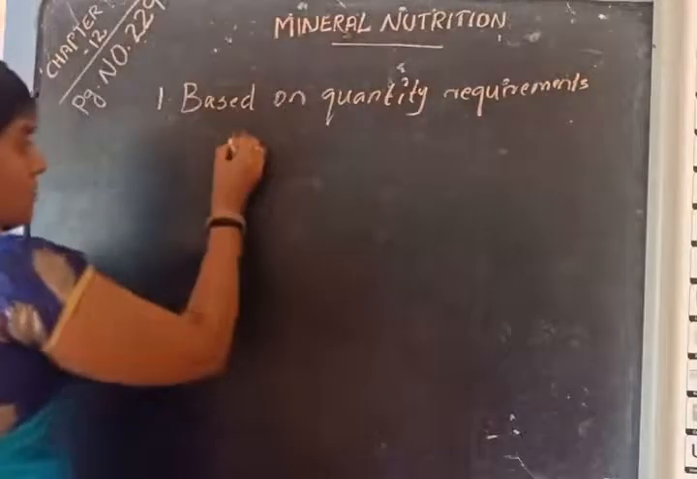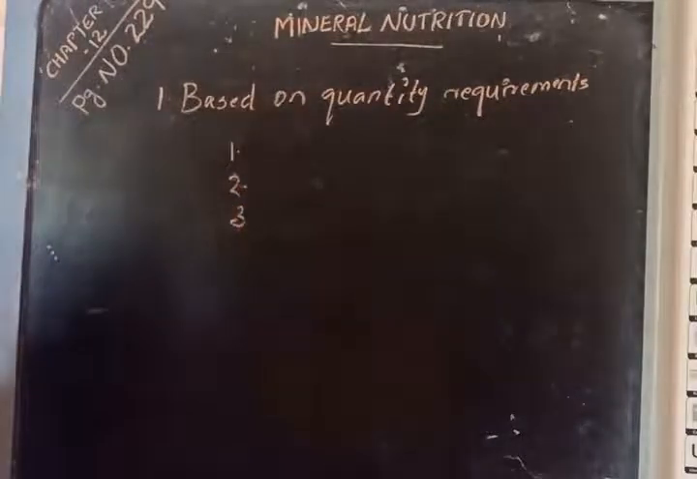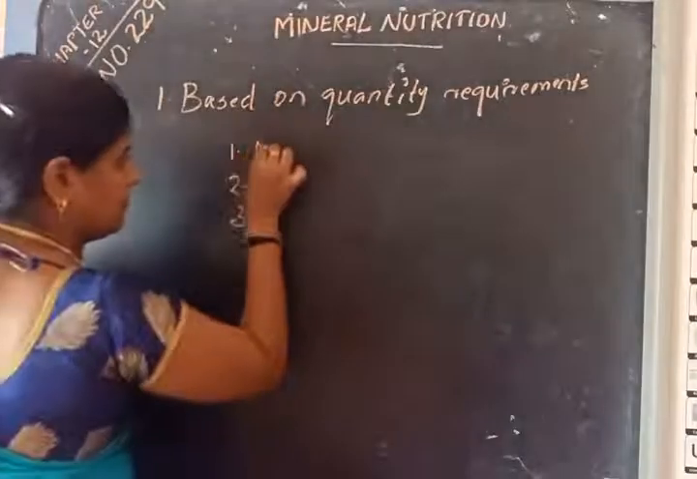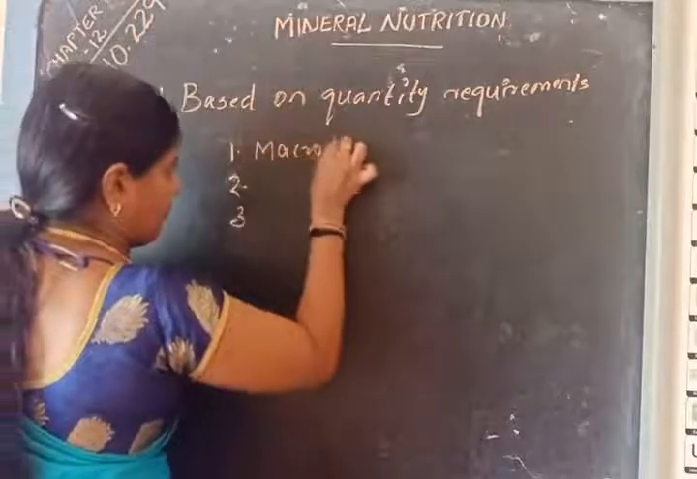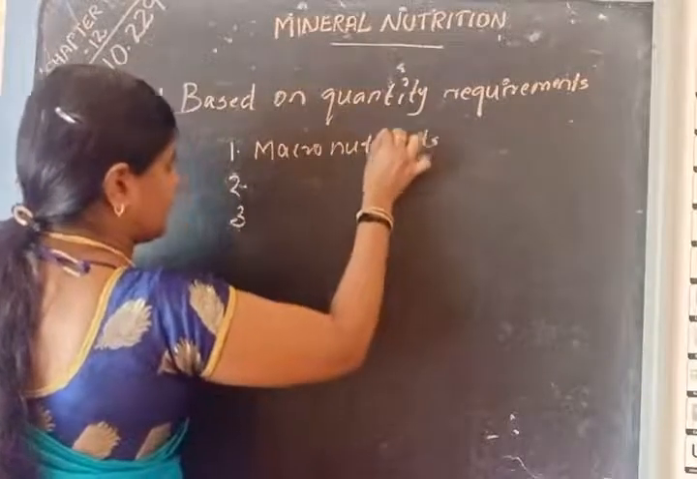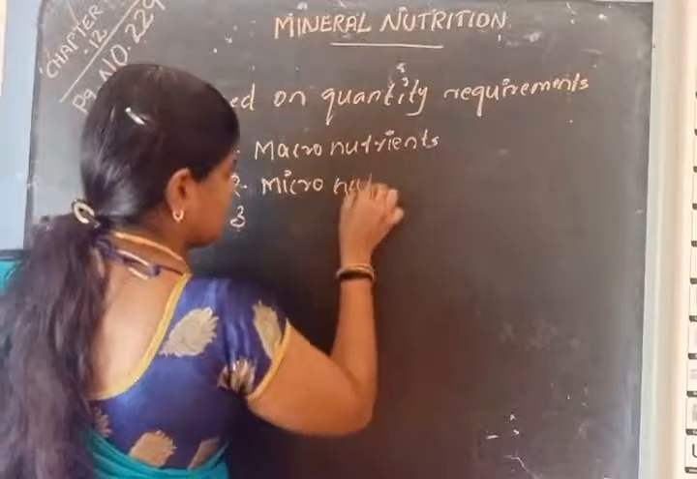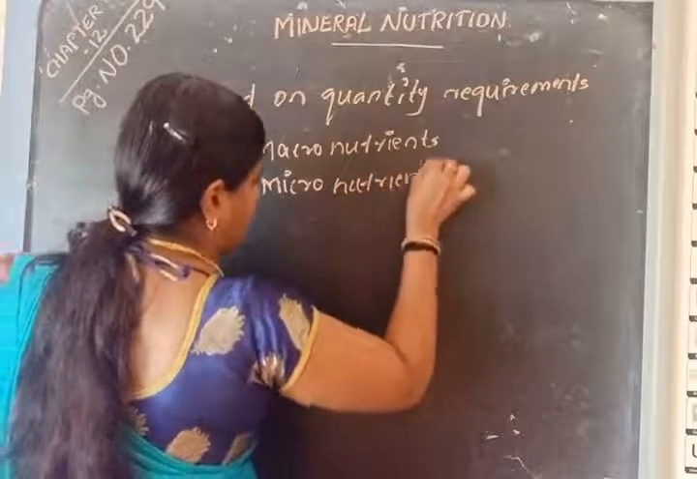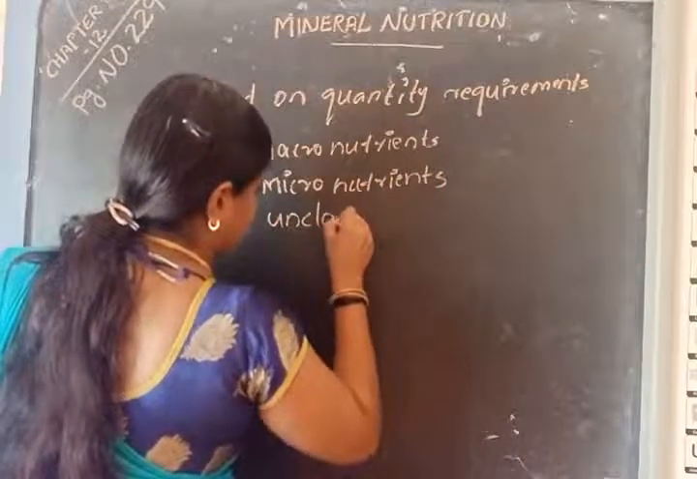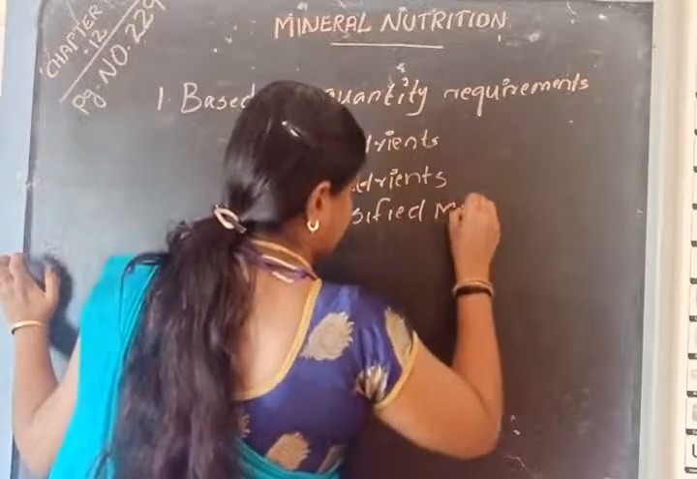Based on quantity requirements, minerals are classified into three: macronutrients, micronutrients and unclassified minerals.